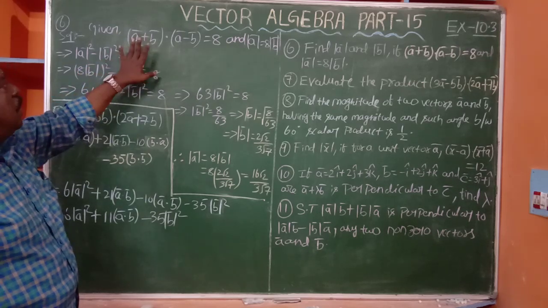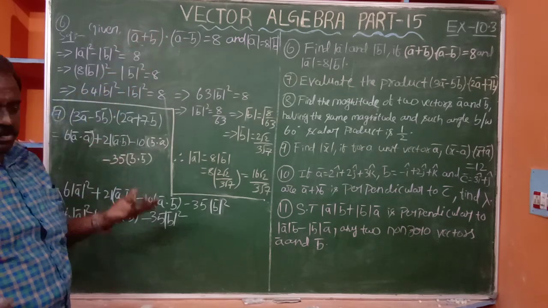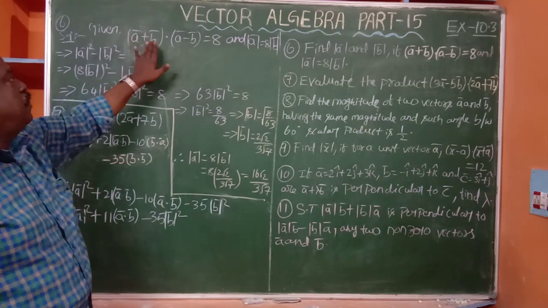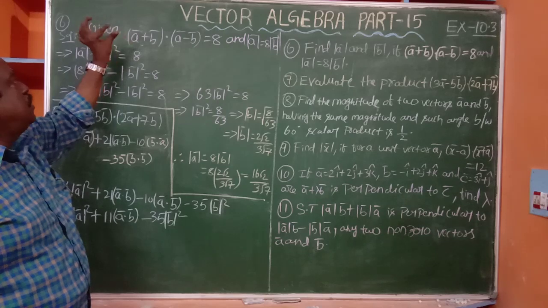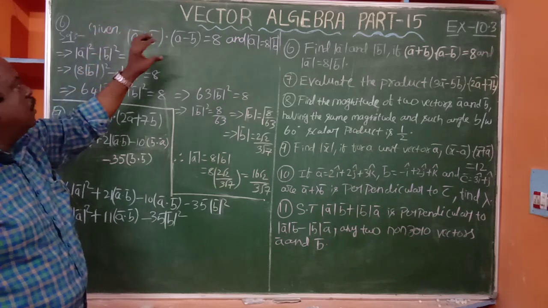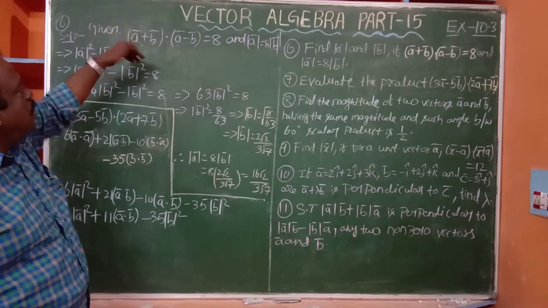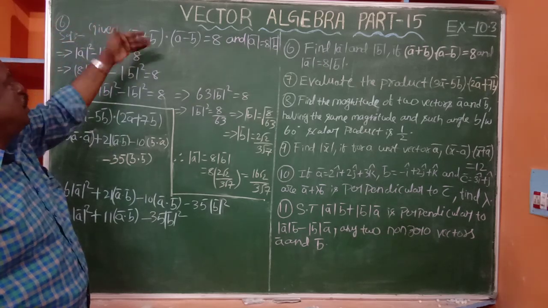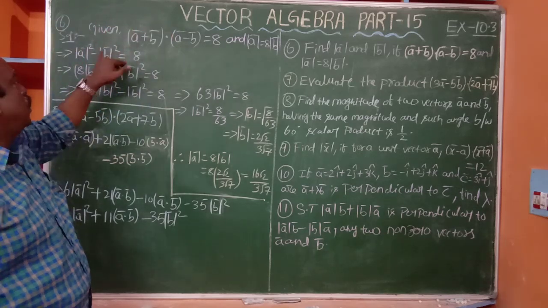Once again, I repeat, x plus y into x minus y. Dot product means it is just like the general product. X plus y into x minus y is x square minus y square, which means A bar square minus B bar square. Already I told you in the properties, the square of a vector is nothing but the square of its magnitude. So A bar square is nothing but modulus of A bar square, minus modulus of B bar square, is equal to 8.